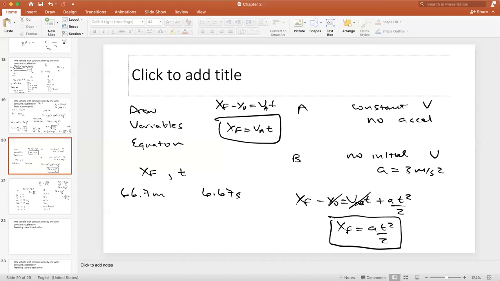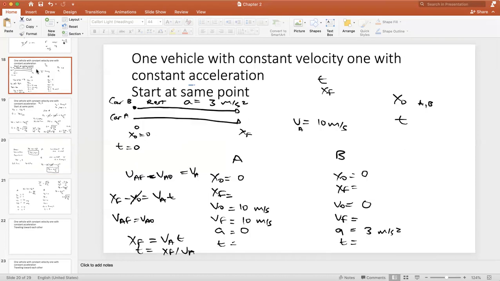Now, why were we able to set these equations equal to each other? Well, again, looking at the picture, they have to travel the same distance when they meet up. So x final will be the same for them if they meet at that point. And they have to do it in the same amount of time. Physically, that has to happen, right? So if they do that, everything works.